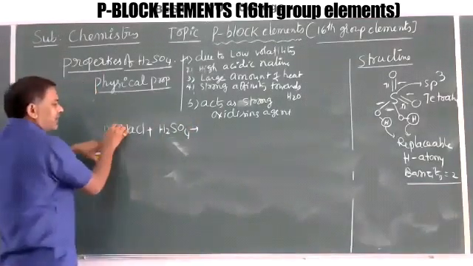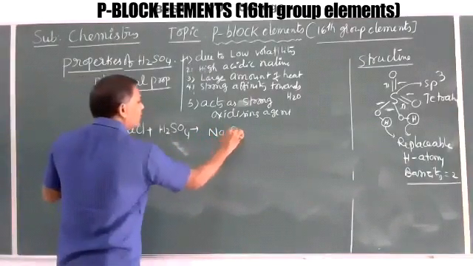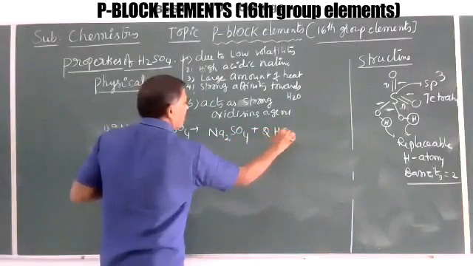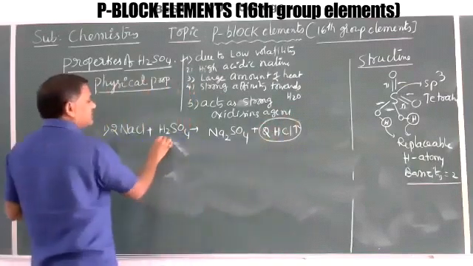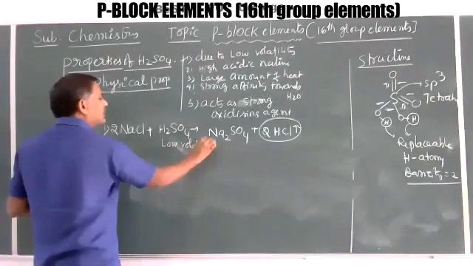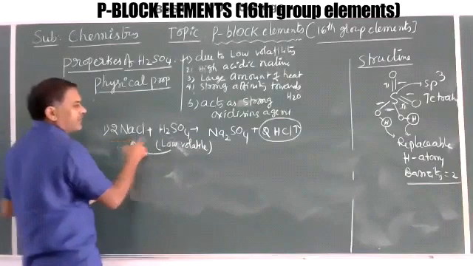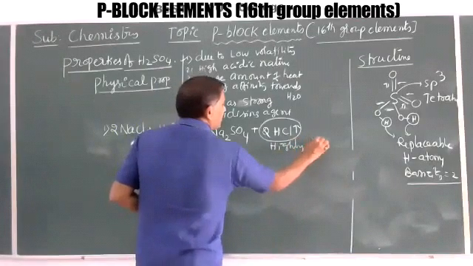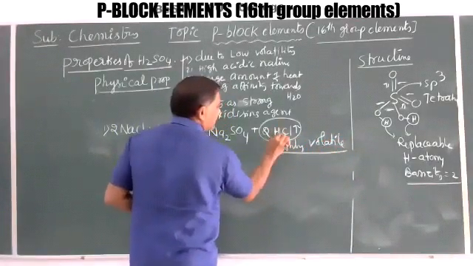Sodium chloride reacts with sulfuric acid, a gas is formed here: Na2SO4 plus 2HCl, hydrochloric acid is formed. This is highly volatile. This is low volatile. The low volatile liquid reacts with corresponding metallic salts. Against here the highly volatile liquid, highly volatile acids are formed.